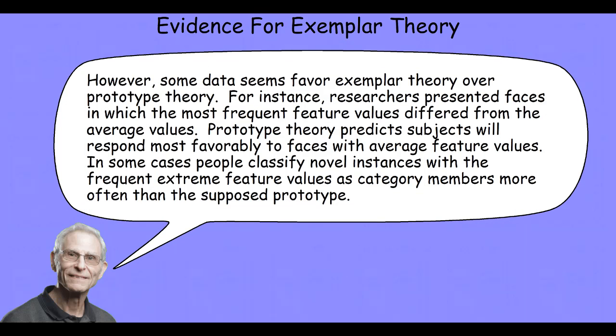There's evidence for exemplar theory as well. So, for instance, researchers also presented faces, and in this case they presented faces in which the most frequent feature values differed from the average values. So remember, prototype theory is looking for the central tendency. It's looking for the average value for the most common properties across that class. And so prototype theory predicts that subjects will respond most favorably to faces with average feature values. In some cases, people classify novel instances with frequent extreme feature values as category members more often than the supposed prototype.